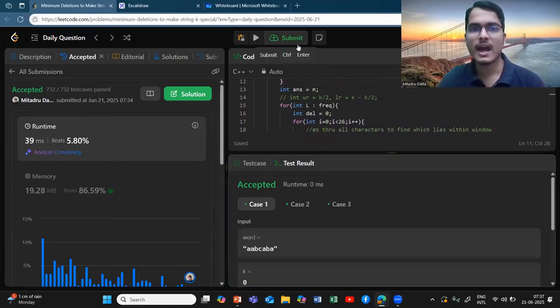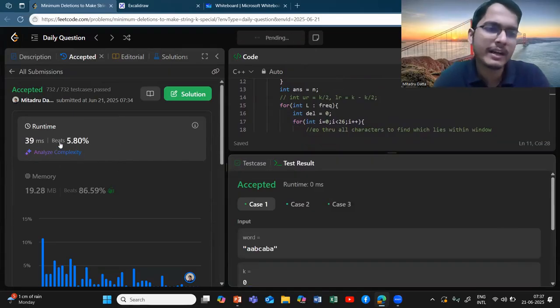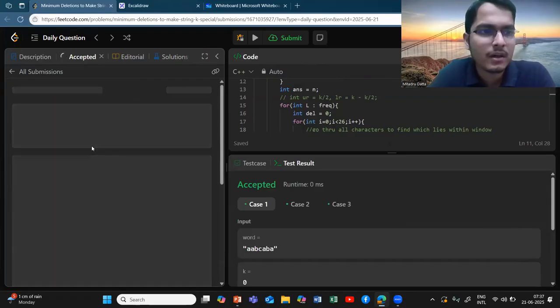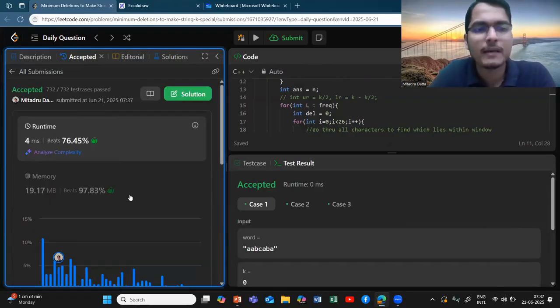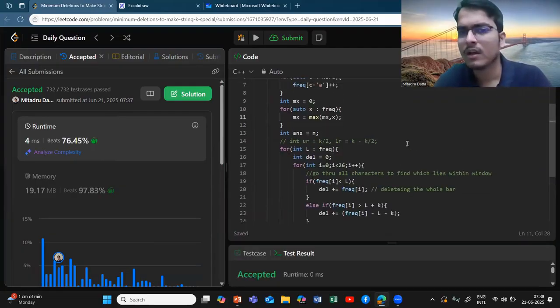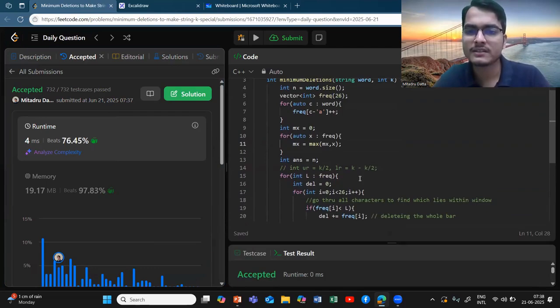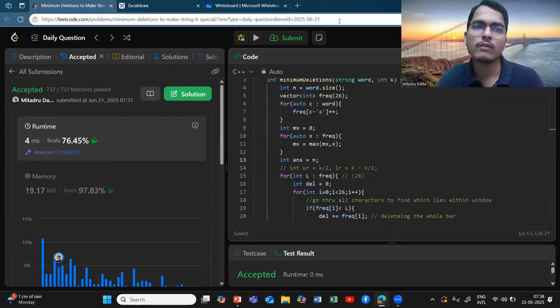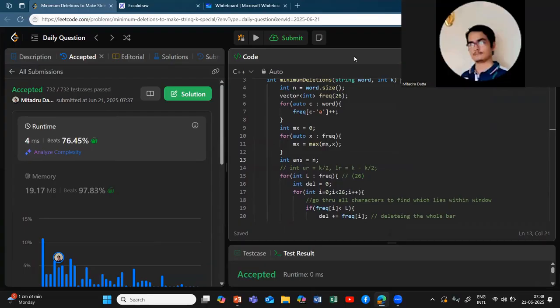it works, and I guess it will definitely give you better than 5.8% beats. It will definitely give you better runtime as well as memory complexity. So you see here the complexity is nothing but this 26 cross 26. Okay, this was 26 length, and this is also 26 length. So the complexity here is nothing but O of n plus 26 cross 26.